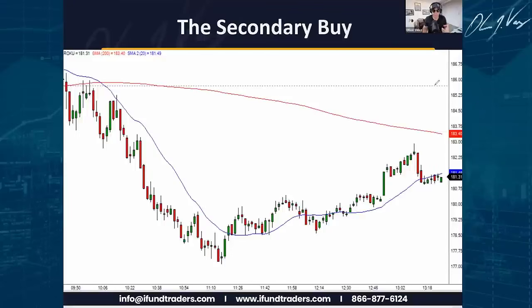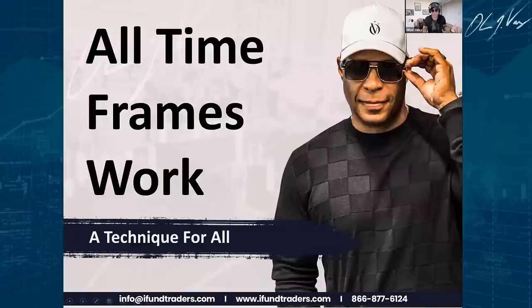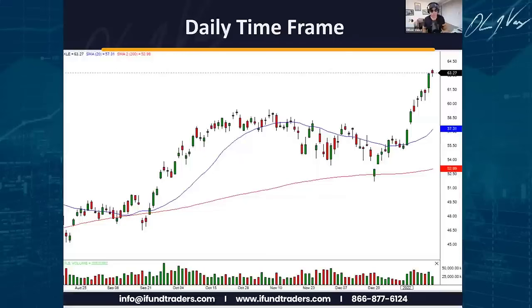Now, just to quickly show you that this is not just a micro trading strategy, I want to show you a couple of big time frames and then we'll close out, right? All time frames work. All right. Here is an example of, I think this is the oil index, right? So we're below the 20.